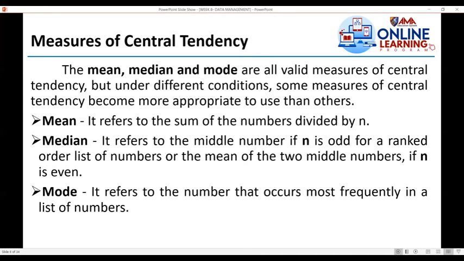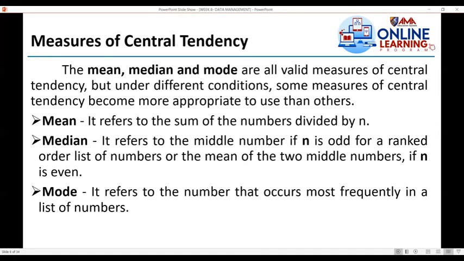So if we arrange the elements of the data set in increasing order from lowest to highest, the middle number is the median if the number of elements is odd. While if the number of elements is even, the sum of the two middle numbers divided by 2 is the median. Mode refers to the number that occurs most frequently in a list of numbers. It means that the element that occurs the most frequently is the value of the mode.